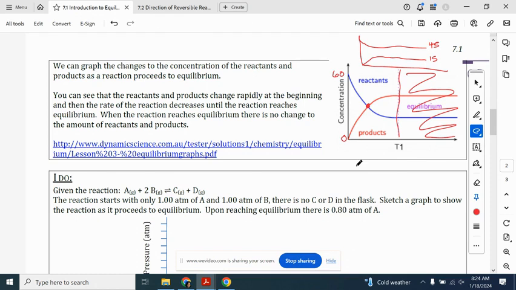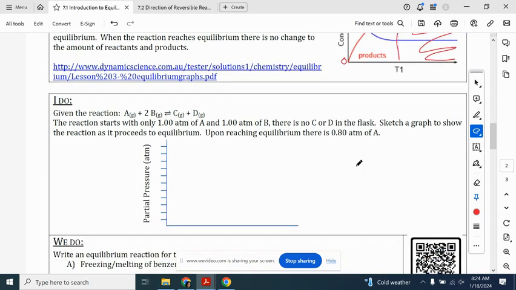All right. So here we're given a reaction. We have A and 2B, and they give us C and D. So the reaction is going to start with 1 atm of A, 1 atm of B. There is no C or D in the flask. And we're going to sketch a graph to show that it proceeds at equilibrium. And when it does, we have 0.8 atm of A.